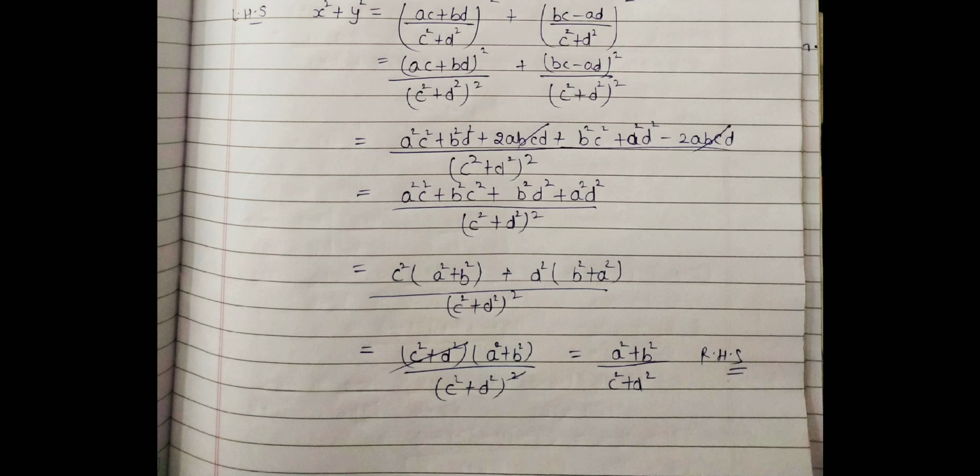Now we have the factors (c square plus d square) into (a square plus b square) upon (c square plus d square) the whole square. One factor is cancelled out and we are left with a square plus b square upon c square plus d square, which is the right-hand side of the given. Thank you.